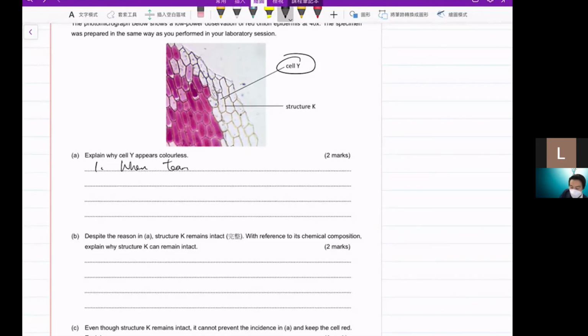So when tearing the epidermis, the cell membrane of cell P is broken. All right, so the red pigment leaks out. You write it yourself.